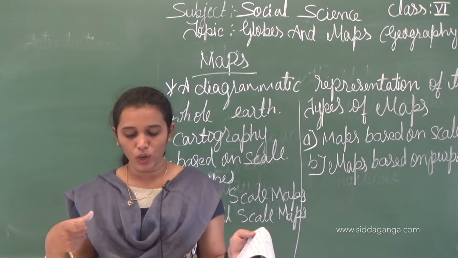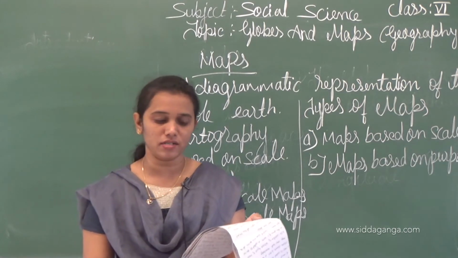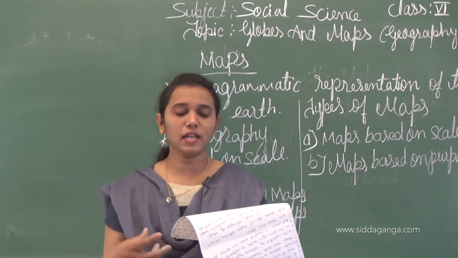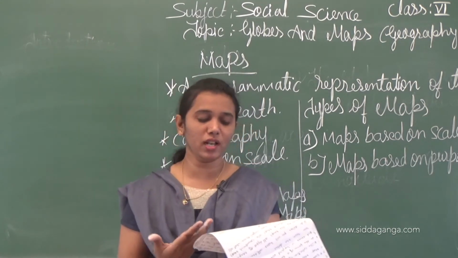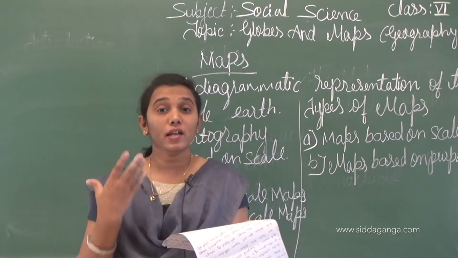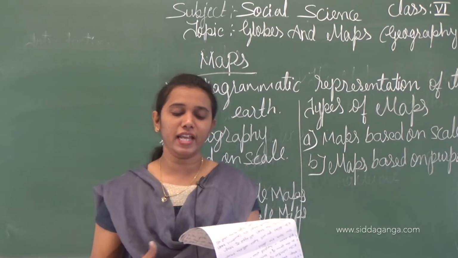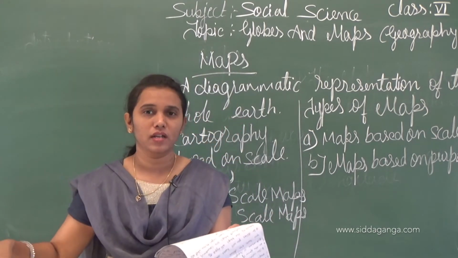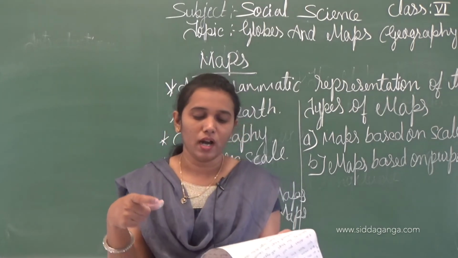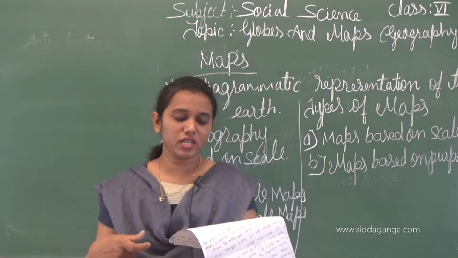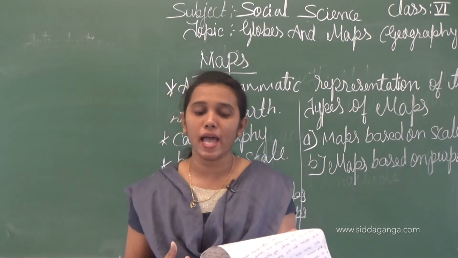Topographical maps show detailed surface features. Okay, children, see here. Cadastral maps mean showing individual property of an area. For example, in Bangalore, a particular area will be taken. It shows the individual property of that area, which is, children, cadastral maps.